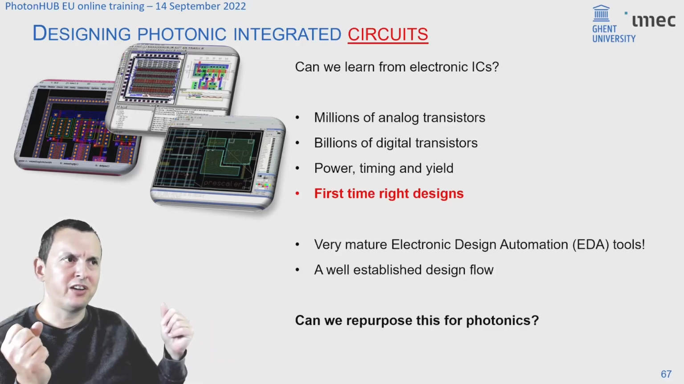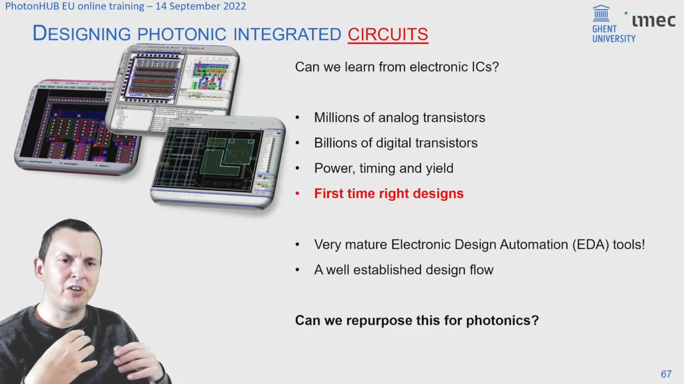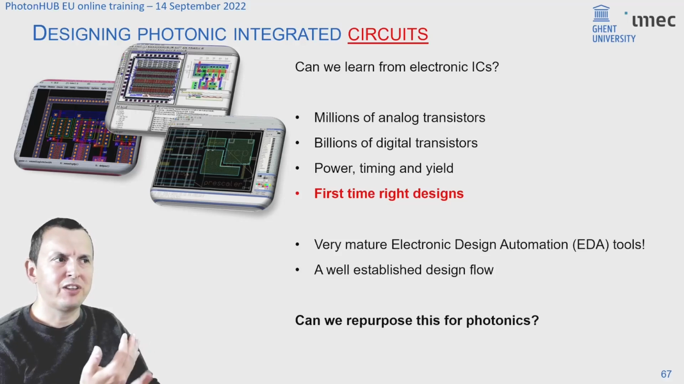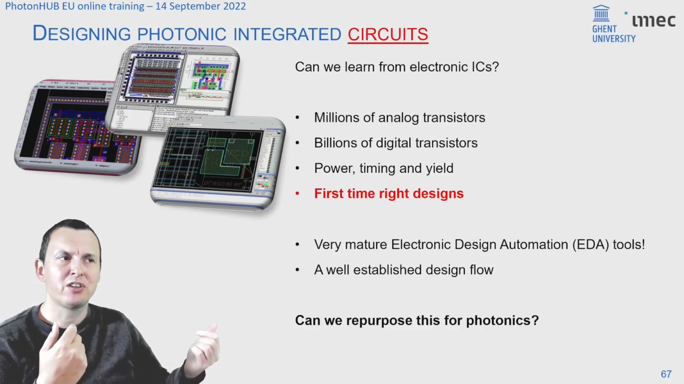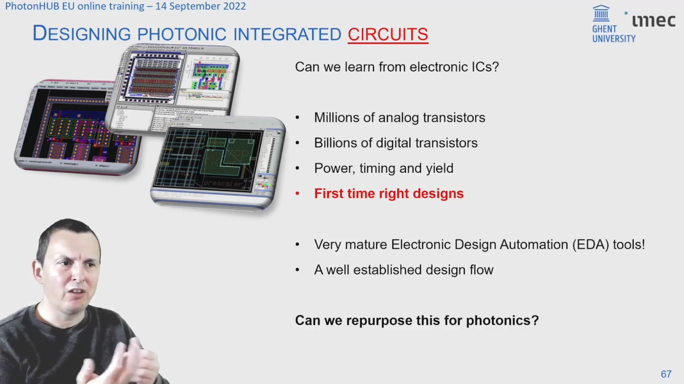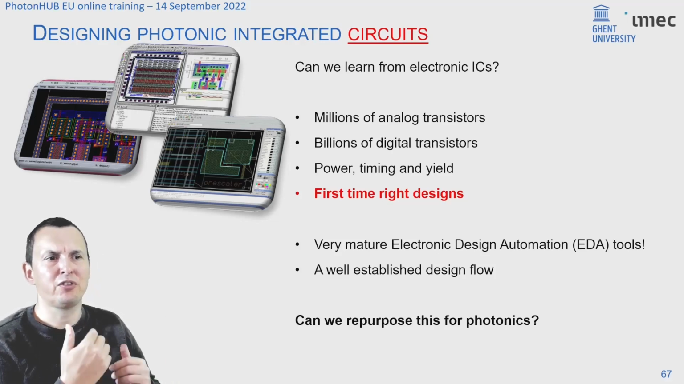Given that we're talking about similar chip-based technologies and similar concepts of circuits, with devices connected together with signal lines, we should be able to learn a lot from what has been done in electronic IC design. The world of electronic design automation, EDA, has been building tools that allow you now to make circuits with billions of transistors. Can we repurpose all that learning, or a lot of that learning, for photonics?